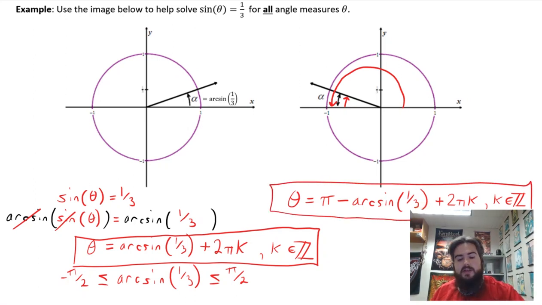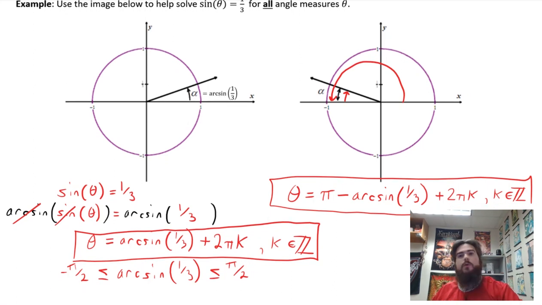These two sets that we have here, arcsine of 1/3 plus 2 pi k, as well as pi minus arcsine of 1/3 plus 2 pi k, these two solution sets together comprise all angle measures where sine of theta is equal to 1/3.